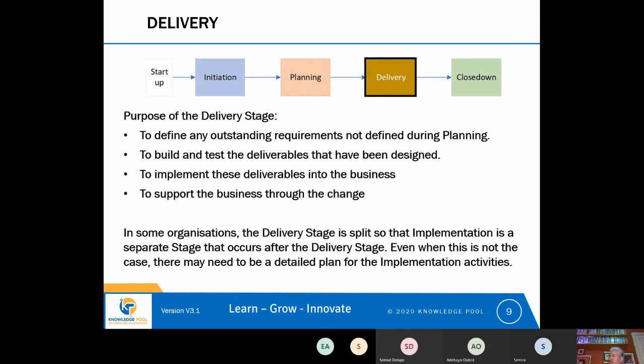Implementations tend to be quite quick in that the business very often can't withstand having two different systems in use at the same time, or two different ways of doing things. So often there will be a point at which the business changes from doing things one way to doing things another way. And the remainder of the implementation period is a support period where the business is helped to adjust to that new way of doing things.